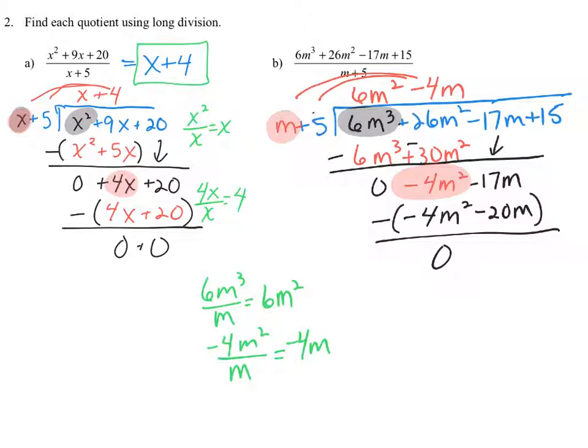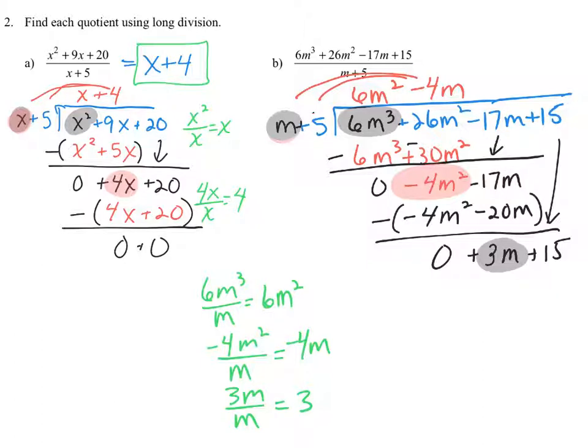the negative 17m minus a negative 20. If you distribute that negative, it's a positive, so this becomes a plus 3m, and then we're going to bring down the plus 15. Now let's look at the first term of our remainder here, 3m, and the first term here, m. And if we take 3m and divide it by m, we can say that 3m goes into m 3 times.